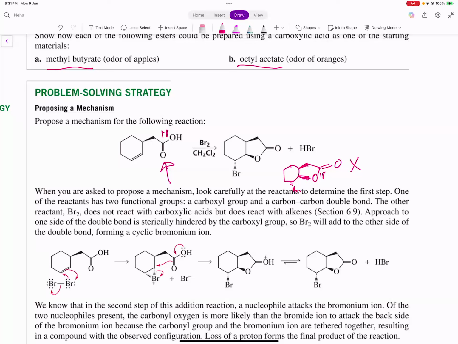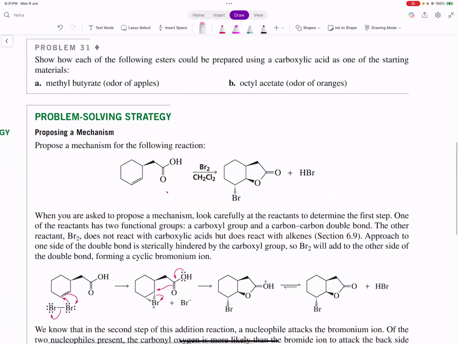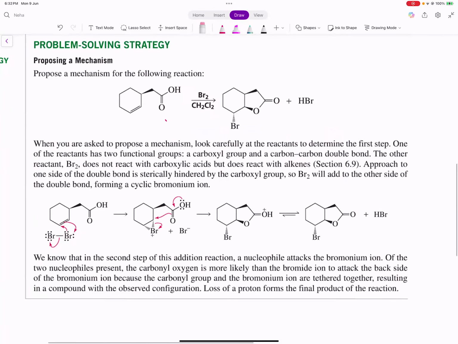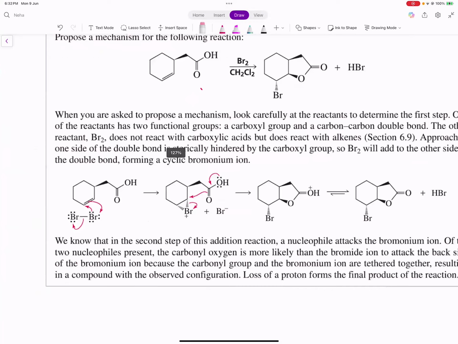See this proposed mechanism. First, let me delete all this. Are you done with 31 or not? Yes, sir, just finished. Okay, just look at this. Initially, a cyclic bromonium ion will be formed, right? Not that we will add both bromines. We'll go stepwise, right?